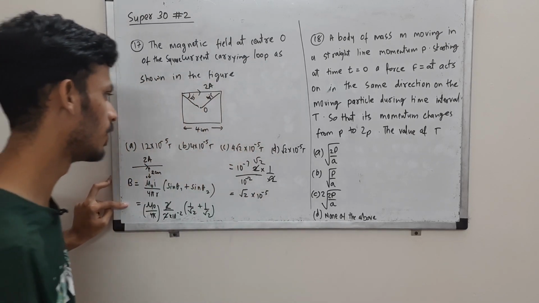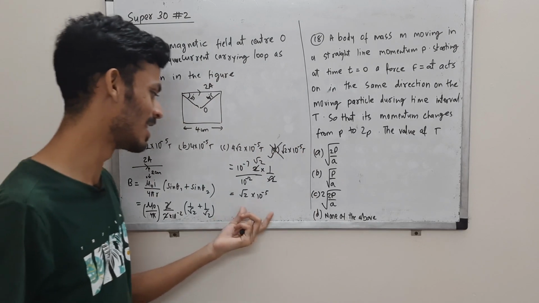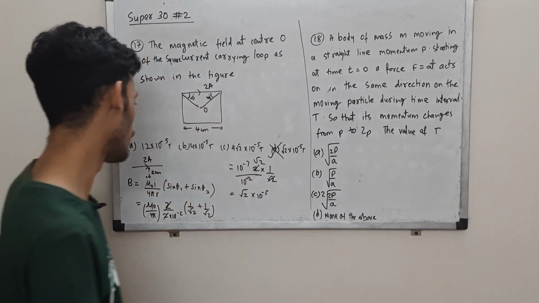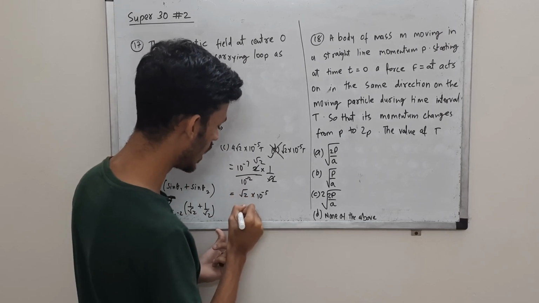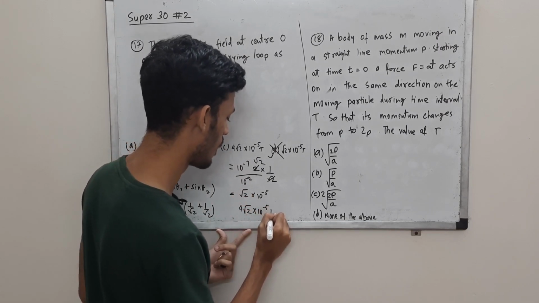So the correct option over here is option D. No, it is not correct because this is just for a single wire, right? I said you have to multiply it by 4. This is for a single wire, multiply it by 4. So 4 times root 2 × 10 to the power minus 5 T.